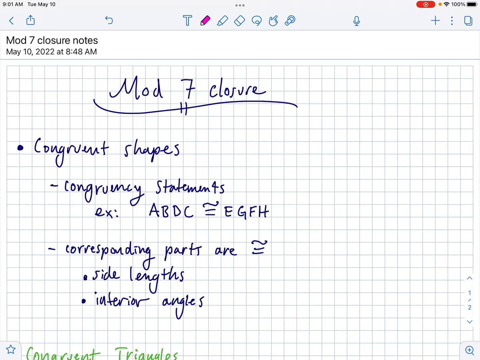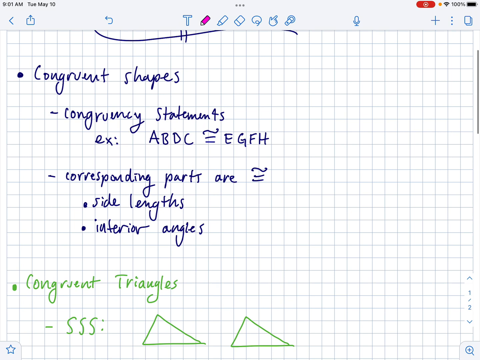All right, you guys, we've reached the end of Mod 7, so we're just going to do a quick closure notes about everything you can expect on a quiz for Mod 7. So, Mod 7, it's all about congruent shapes. In the beginning, we dealt with lots of different congruent shapes, like congruent quadrilaterals or pentagons or six-sided shapes. There was a lot of different weird ones.